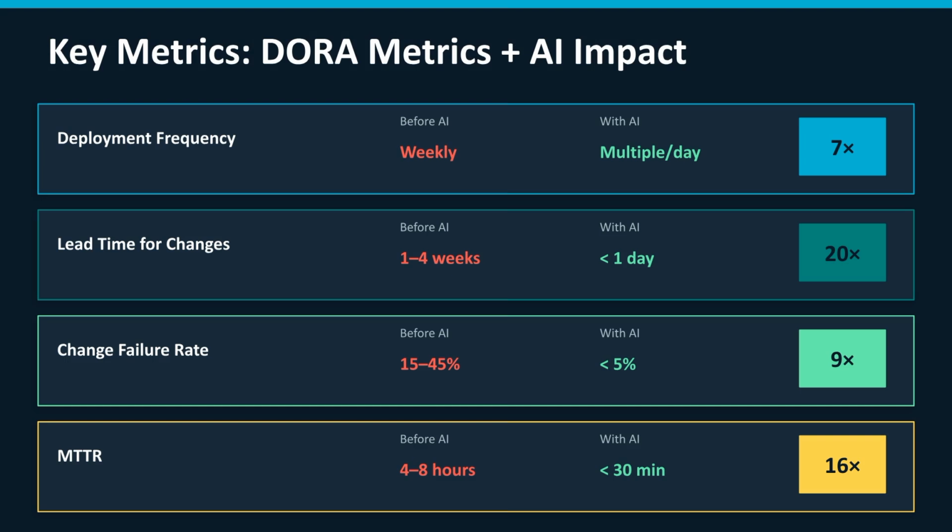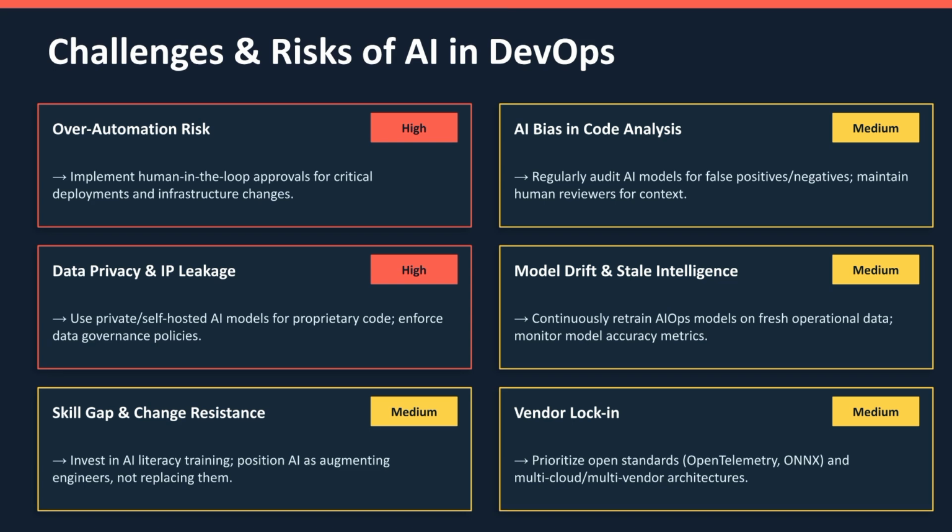Deployment frequency increases to multiple times a day, lead time for changes drops to under a day, and the change failure rate falls below 5%. Mean time to recover can be reduced by a factor of 16 times. Key risks in AI DevOps include over-automation, data privacy/IP leakage, and model drift.